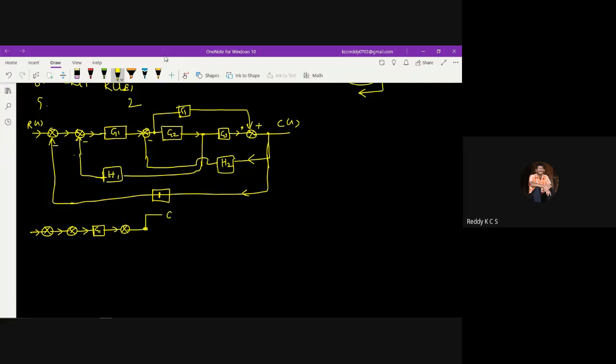This is going to be G4, and here G2 will come, and then G3 will come. Okay, and it will become a summing point, and it is the takeoff point. Next, here I have moved this takeoff point to this point, right?